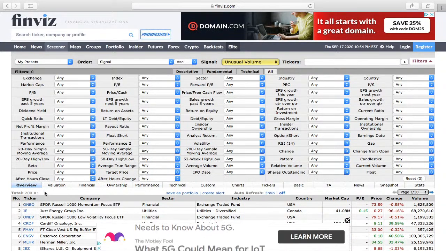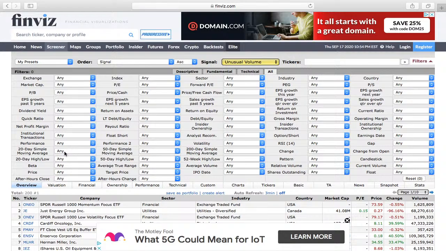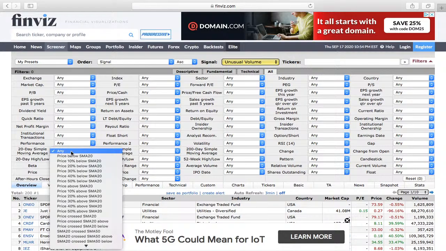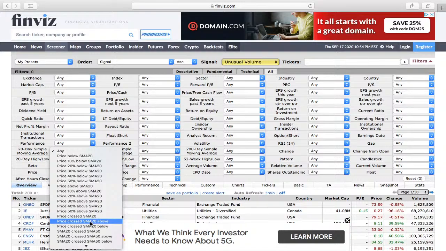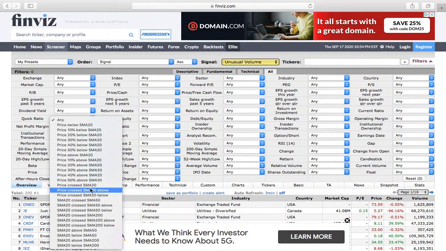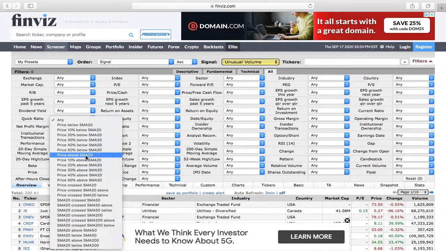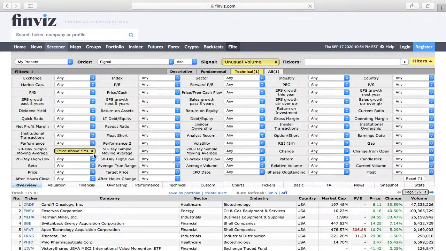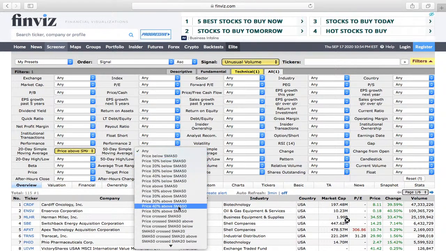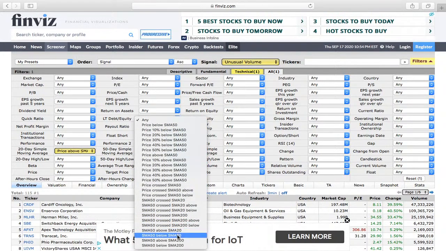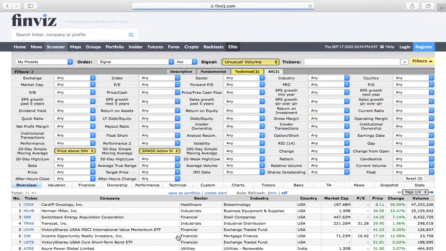And breakout stocks. So this is another way of finding a breakout stock. Price above SMA 20. Where are you? Price above, there you go, SMA 20. SMA 50 below SMA 20. That means the 50-day moving average is below the 20-day moving average, so the 20-day moving average is above the 50-day.